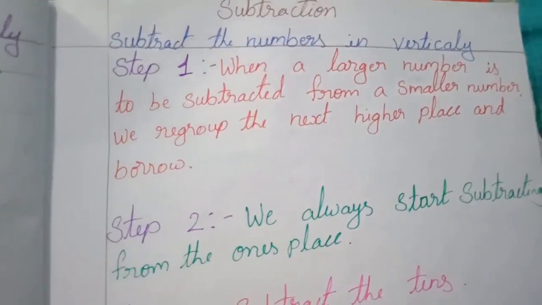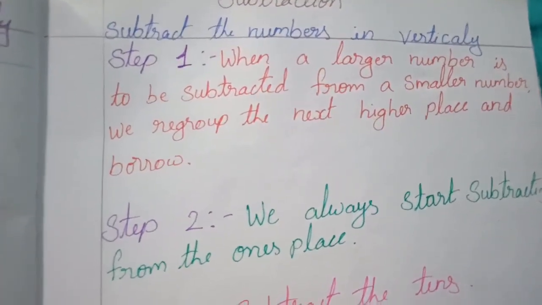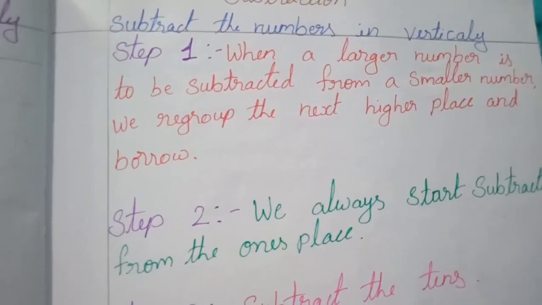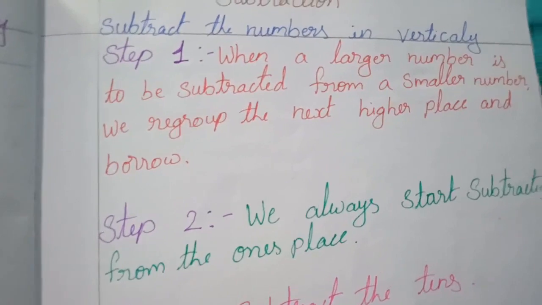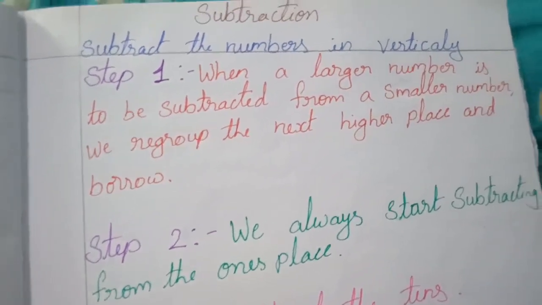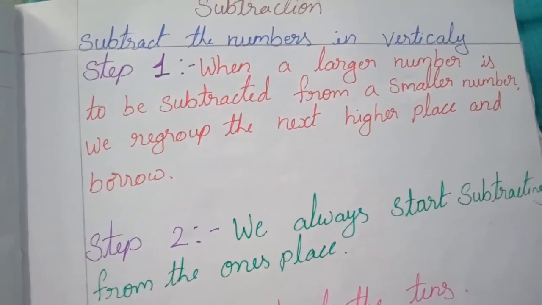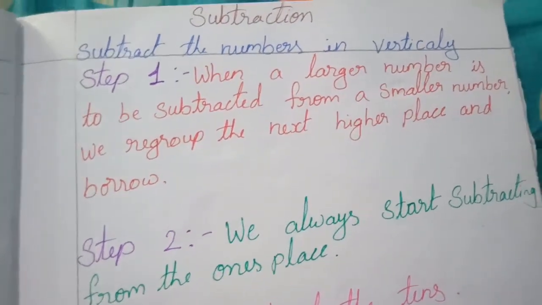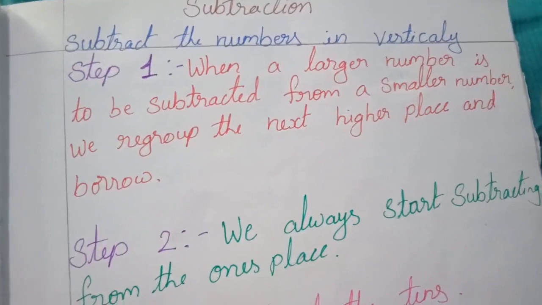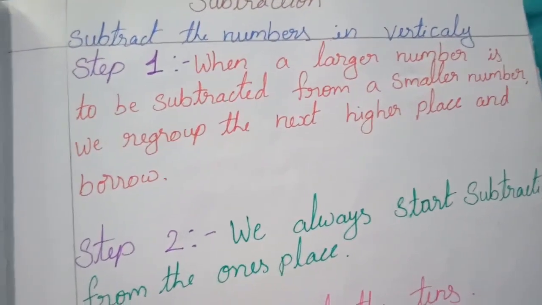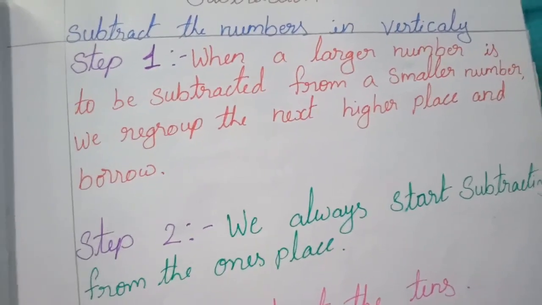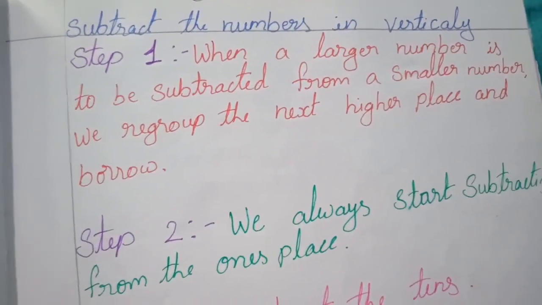Subtraction. Subtract the numbers vertically. Step 1. When a larger number is to be subtracted from a smaller number, we regroup the next higher place and borrow.